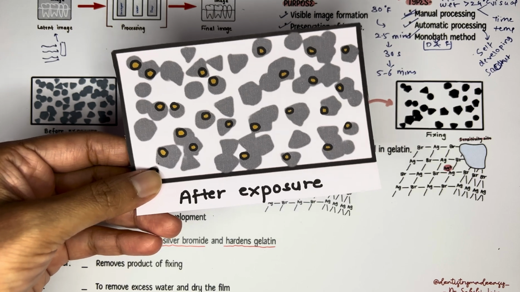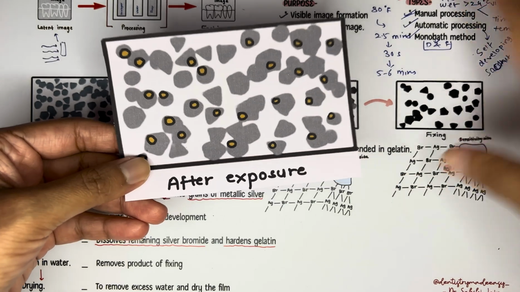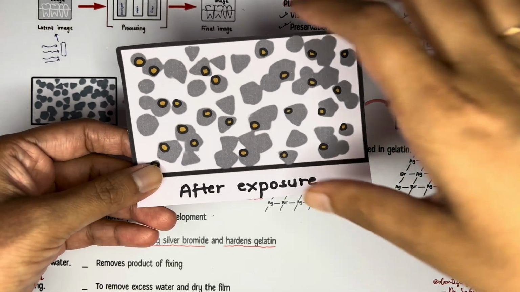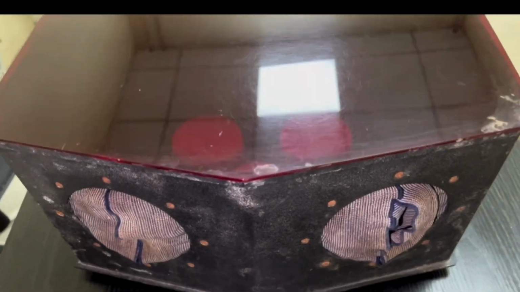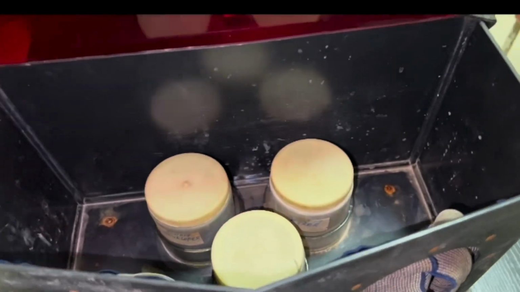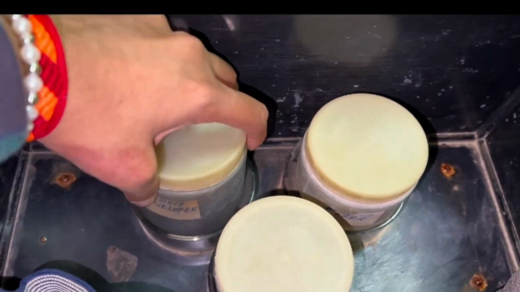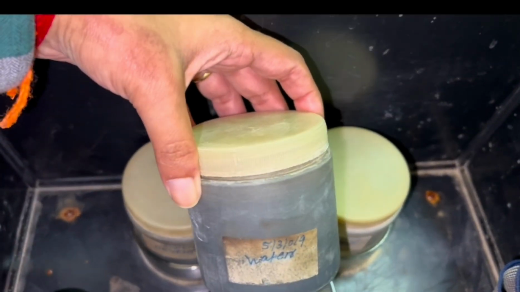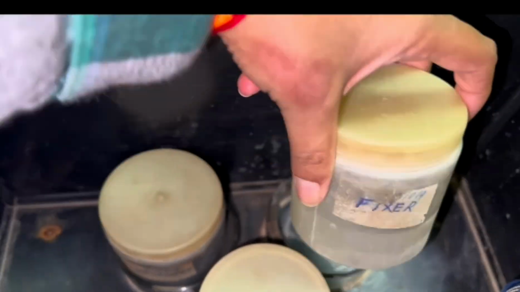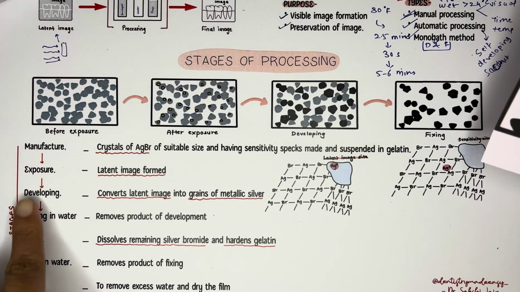Now processing's first step is known as developing. So you have a unit of 3 containers, and I'll show you how exactly it looks. Over here, this is the processing unit. It has these 3 containers. The first is the developer container in which the developing solution is there. The next one is the container which contains normal water, and the third contains fixing solution. So the first step is developing.